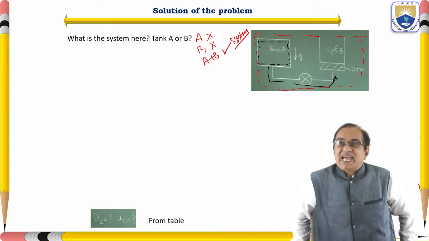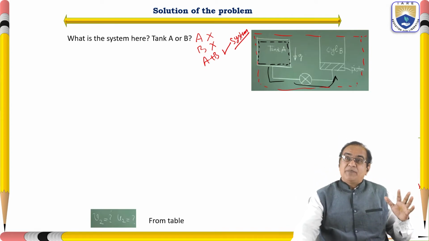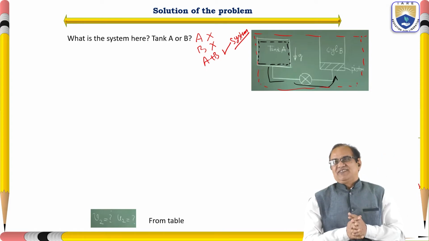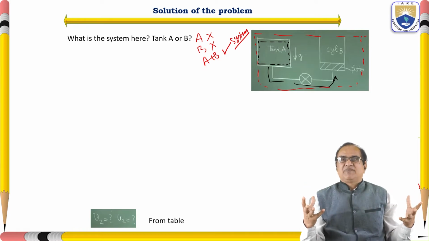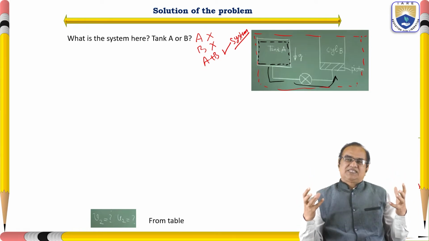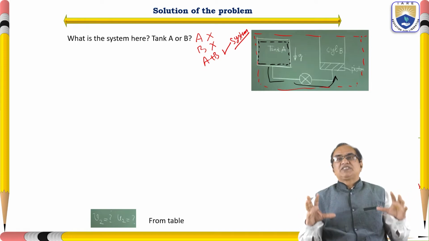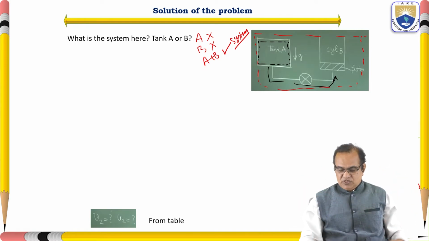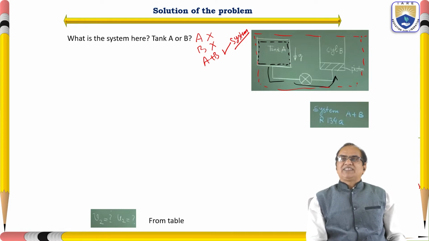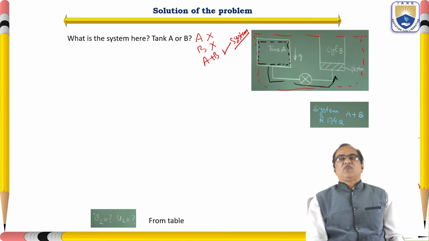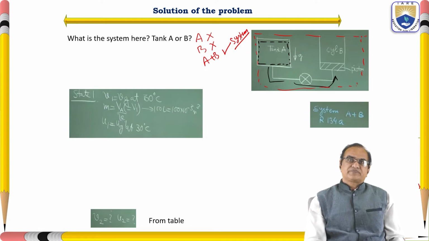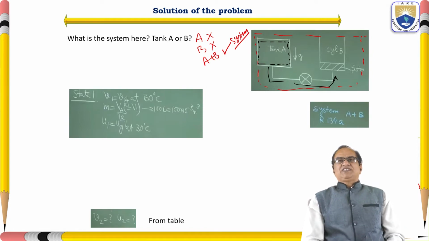So first we have to decide what is the system. System means the mass should remain constant. That is called the control mass system. We are discussing here all this first law of thermodynamics with respect to the control mass system. So here the system is A plus B, and the substance is R134a, which is a refrigerant. So here first we have to see the state point.